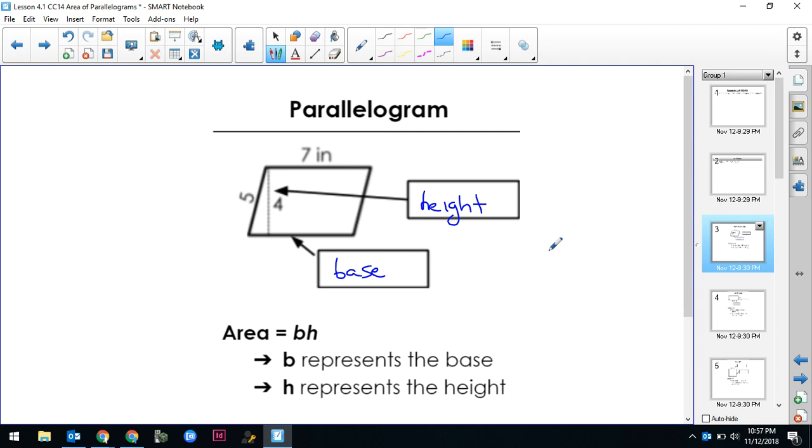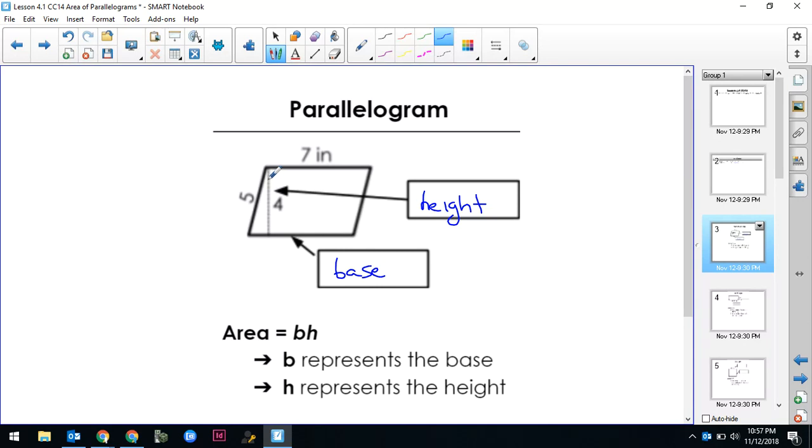In a parallelogram, we talked about how the angles aren't necessarily right angles. In fact, probably a lot of the time they won't be. So the side of the parallelogram is actually 5 units long, but because it doesn't meet the base at a right angle, we can't use that 5.